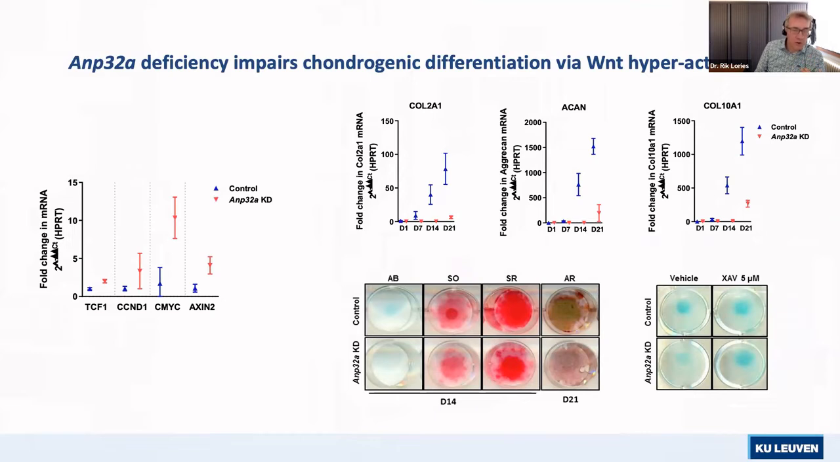And we found that under those circumstances Wnt target genes were upregulated, different ones. And we found that the absence of AMP32A in the differentiation model had a strong impact on the chondrogenic differentiation of the cells. As you can see here, there is a strong decrease in collagen type 2, in aggrecan production, as well as in collagen 10 production, and in the accumulation of extracellular matrix, as you can see from the micromass culture pictures.